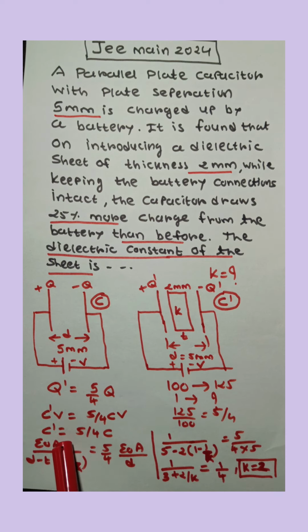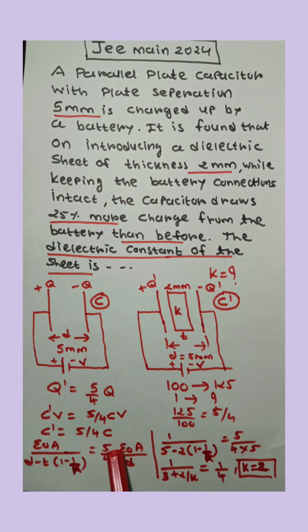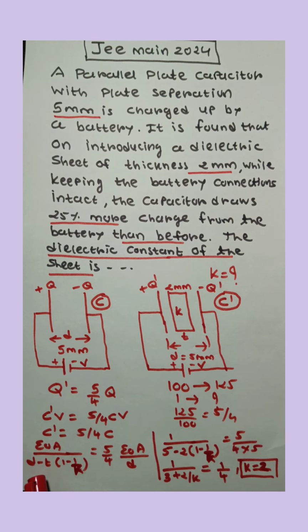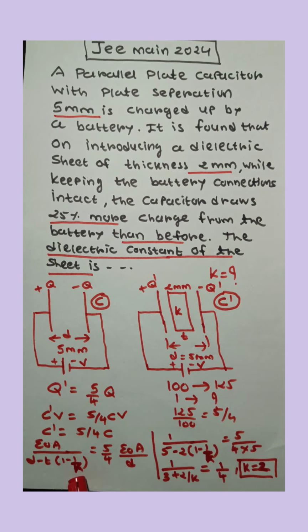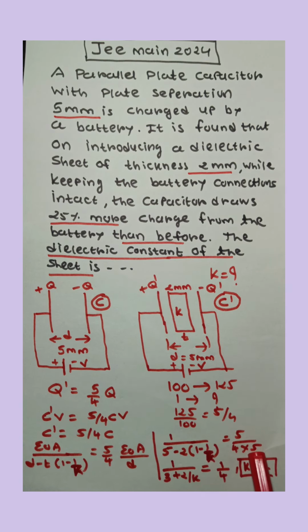C dash is equal to epsilon naught A by (d minus t (1 minus 1 by K)) is equal to 5 by 4 C, where C is equal to epsilon naught A by d. Epsilon naught A cancels. So 1 upon (5 minus 2 (1 minus 1 by K)) is equal to 5 upon 4 times 1 upon d, d is equal to 5. 5 is cancelled. So 5 minus 2 plus 2 by K, 3 plus 2 by K.